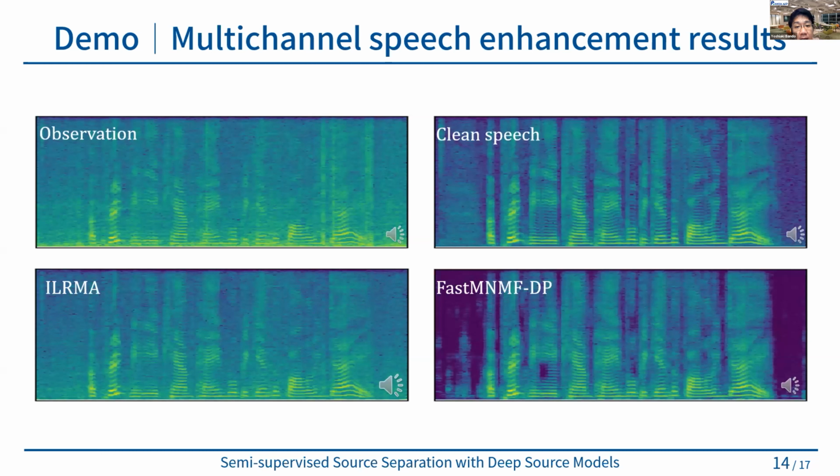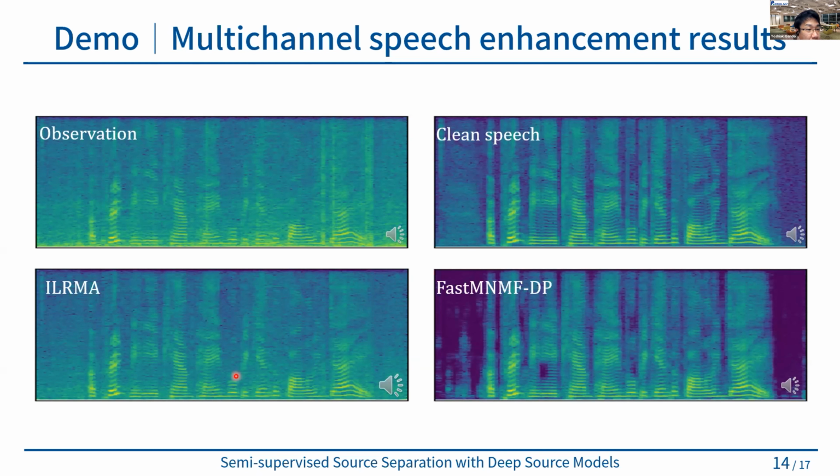So then I show you some examples of the enhanced signals. Firstly, this one is the observation. A print media campaign will begin the following day. And this one is the clean speech signal. That is the target one. A print media campaign will begin the following day.